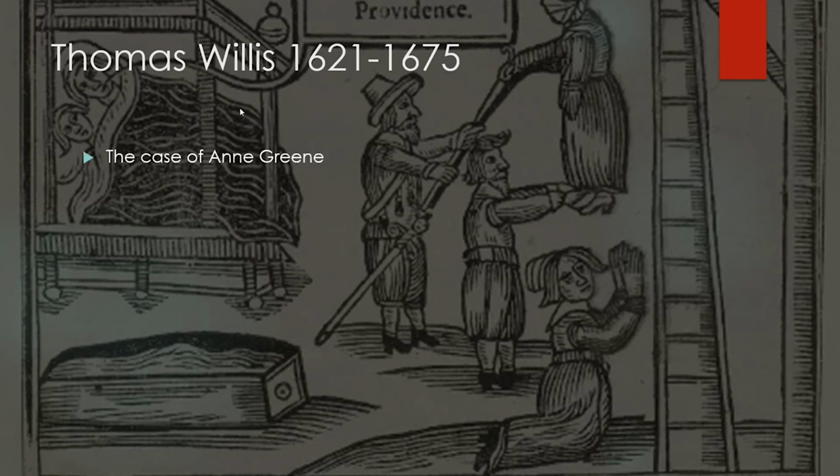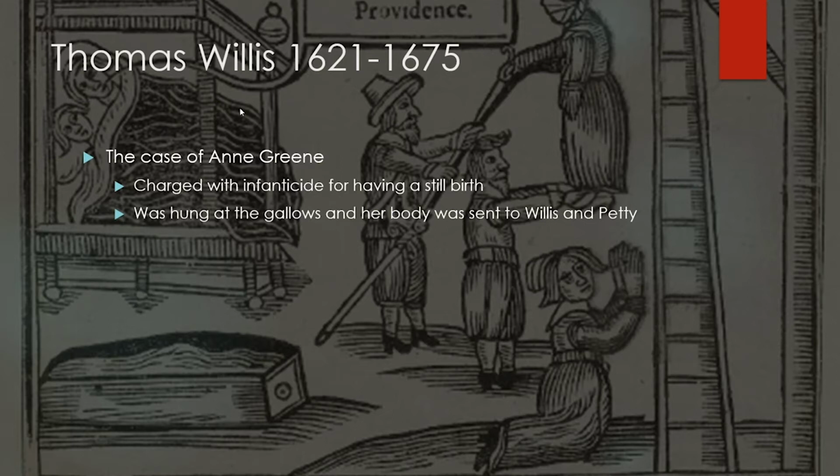Well, there was this lady, Anne Green. This is a really kind of interesting story. She was charged with infanticide. She had a stillborn baby. And back then it was just this idea that it was her fault. And she was condemned. She was brought to the gallows. She was hung. And after she was hung, her body was sent to Thomas Willis to do a dissection and to figure things out.